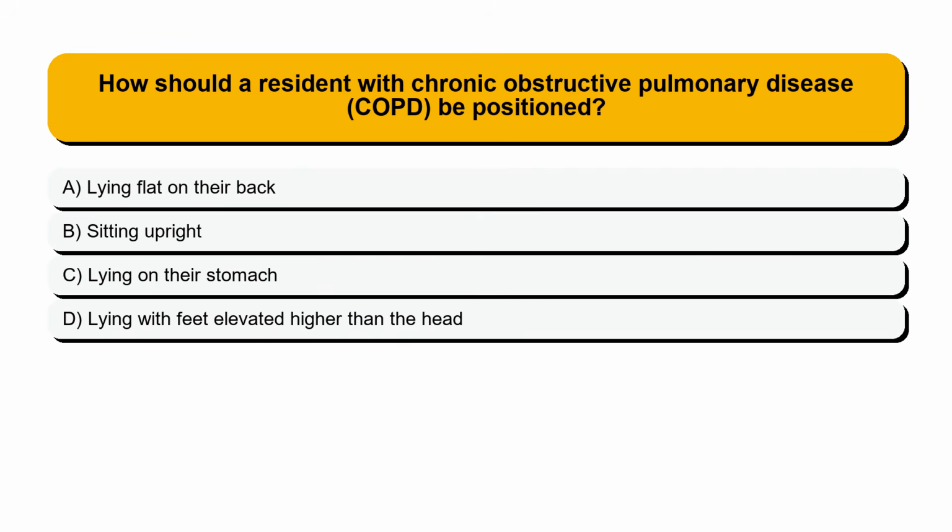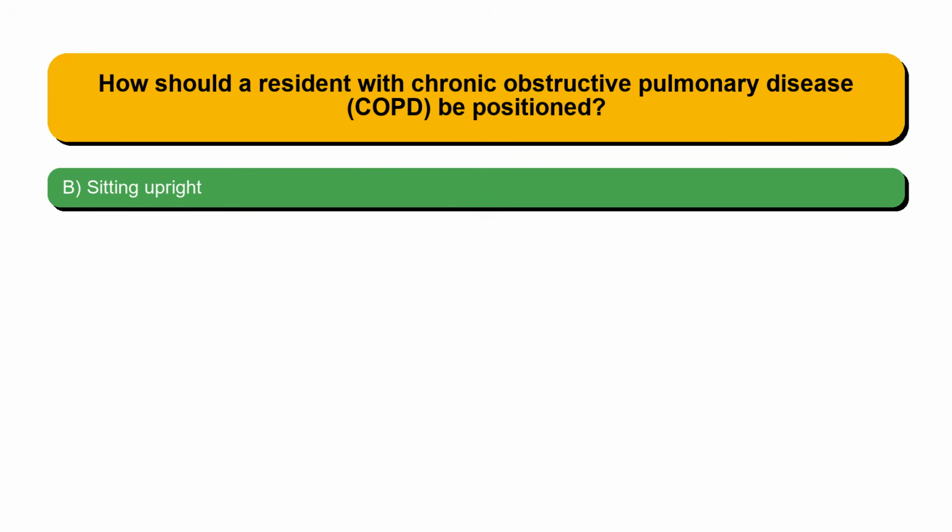Question 75. How should a resident with chronic obstructive pulmonary disease, COPD, be positioned? Option A, lying flat on their back. Option B, sitting upright. Option C, lying on their stomach. Option D, lying with feet elevated higher than the head. The correct answer is option B, sitting upright.